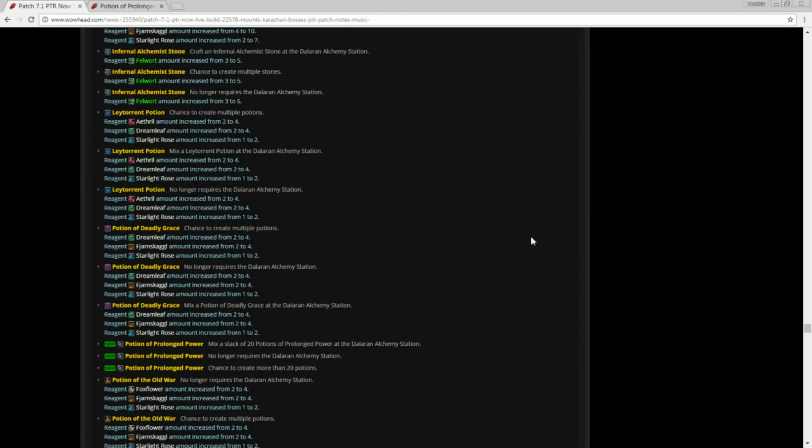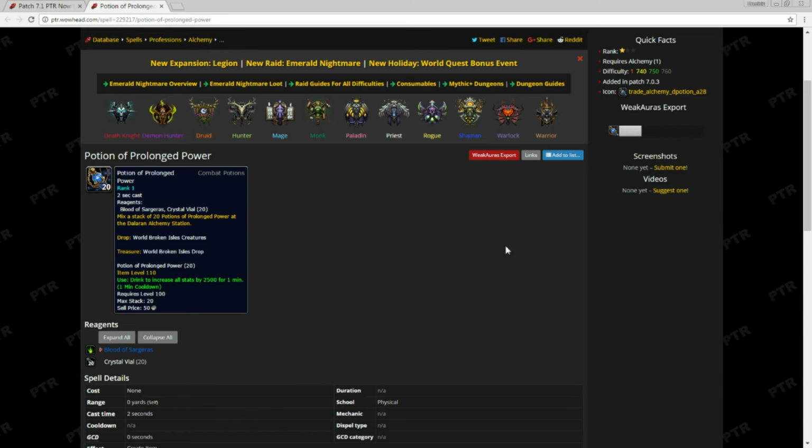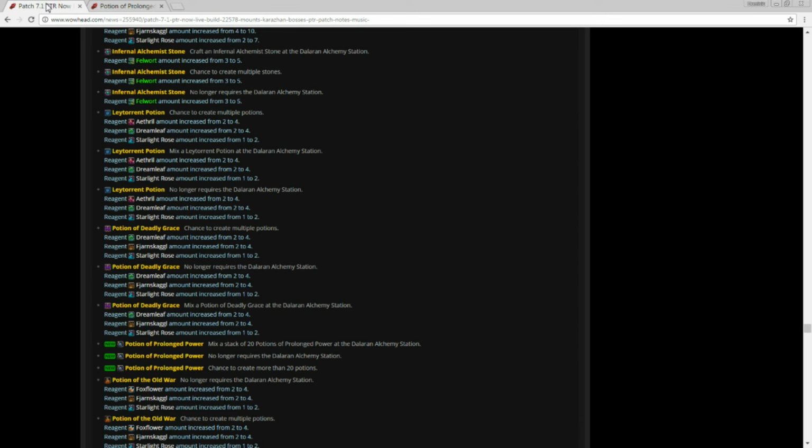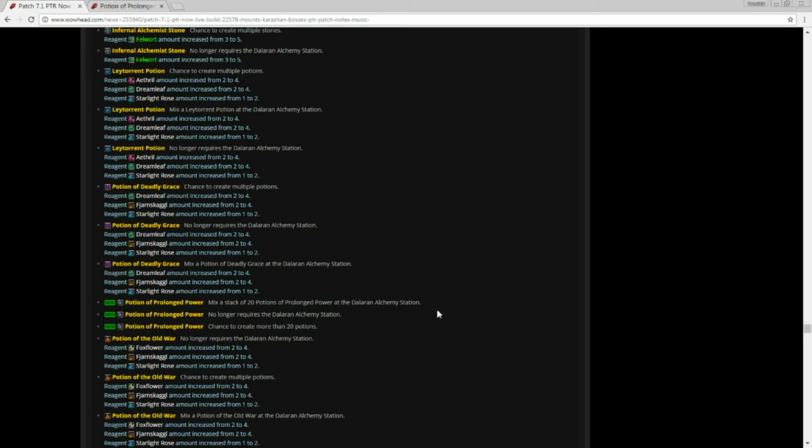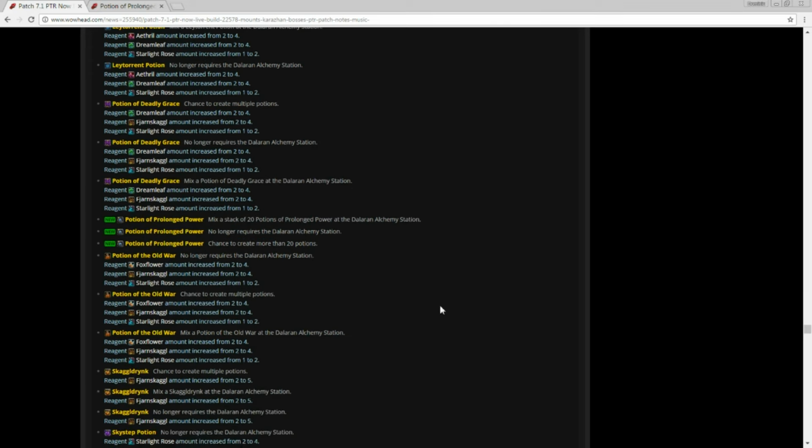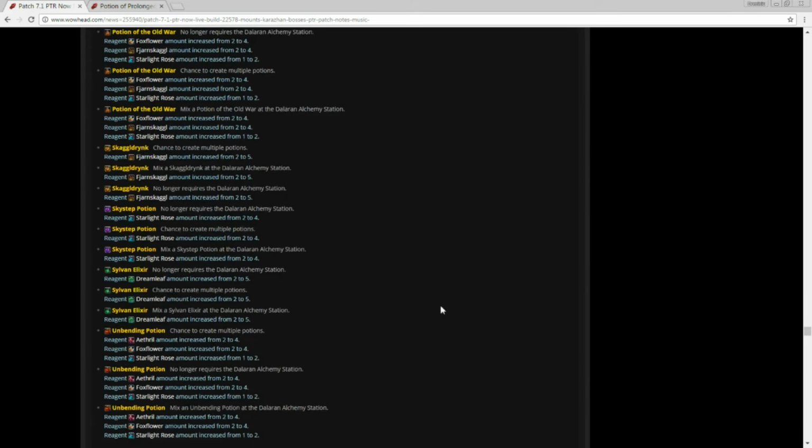Now there is one new potion. This potion is called Potion of Prolonged Power. It is a world drop from the Broken Isles creatures. It gives an increase to all stats by 2500 for 1 minute with a 1 minute cooldown. So that could probably be pretty good for raiding. And it only requires one Blood of Sargeras with a 20 crystal vial. So that price, of course, just bases on what you value your Blood of Sargeras at.